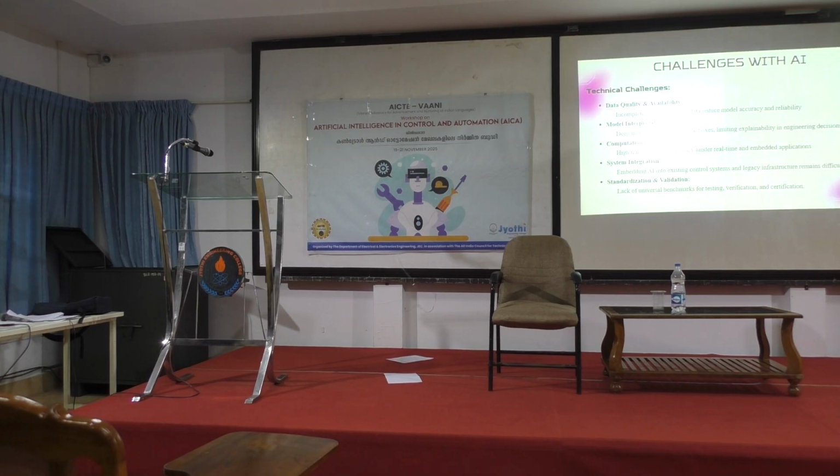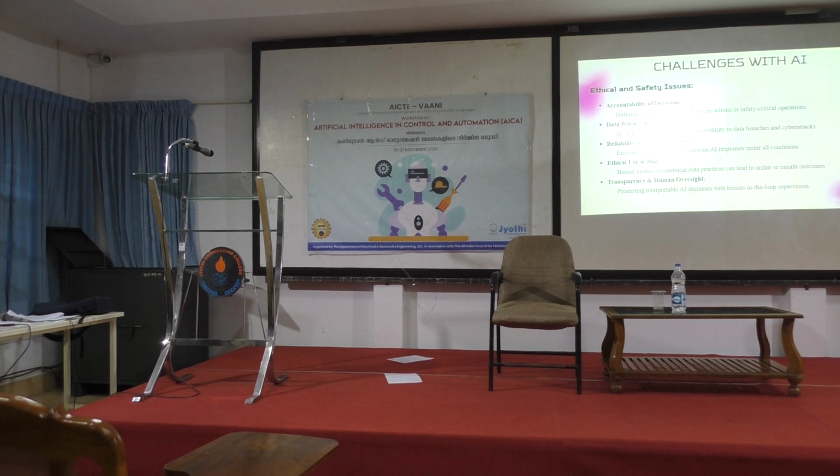Then system integration. All the existing control systems cannot be integrated with the AI. So for developing a control system, we have to develop it to integrate with the AI. Existing systems need another hardware to integrate the AI and control system. And there is a lack of universal benchmark testing, verification and certification. So for training and verification, everything also needs some learning. Then ethical and safety issues are there.